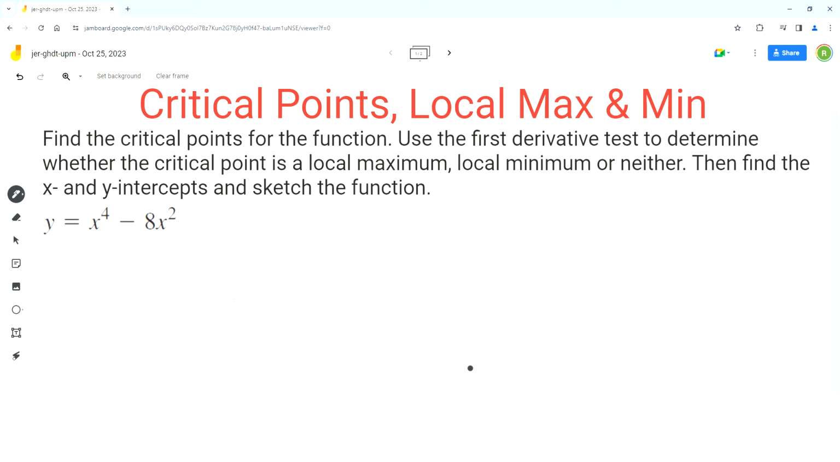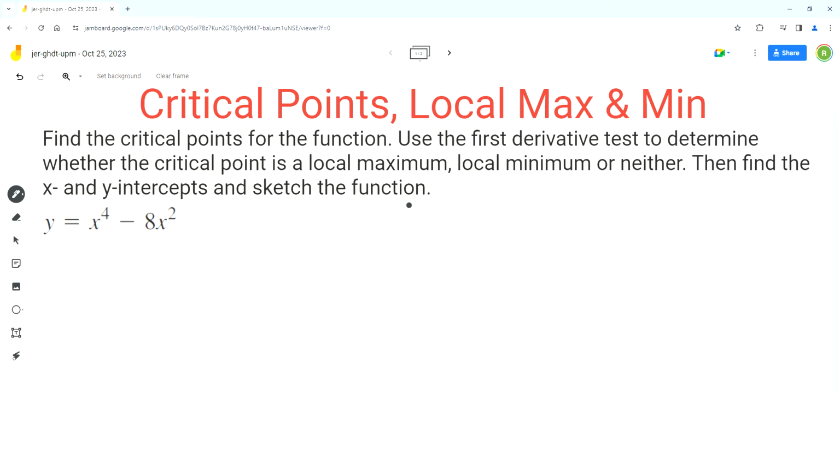So in this video, we'll solve this problem using the concept of derivatives. As per the problem, find the critical points for the function. Use the first derivative test to determine whether the critical point is a local maximum, local minimum, or neither. Then find the x and y intercepts and sketch the function.